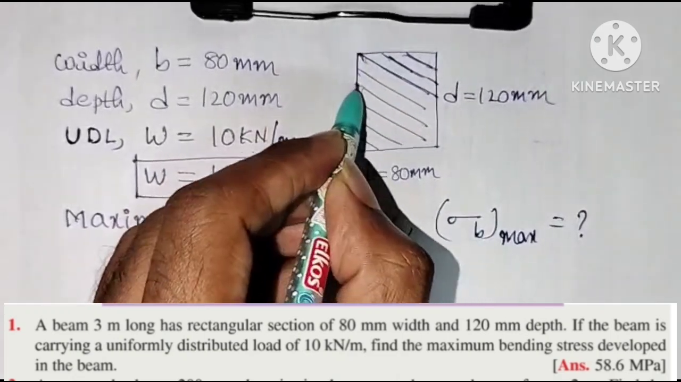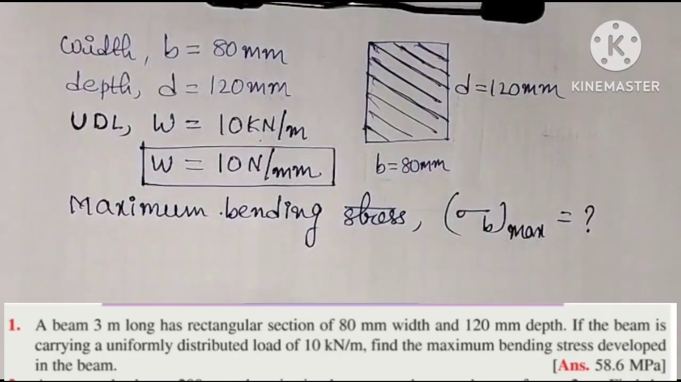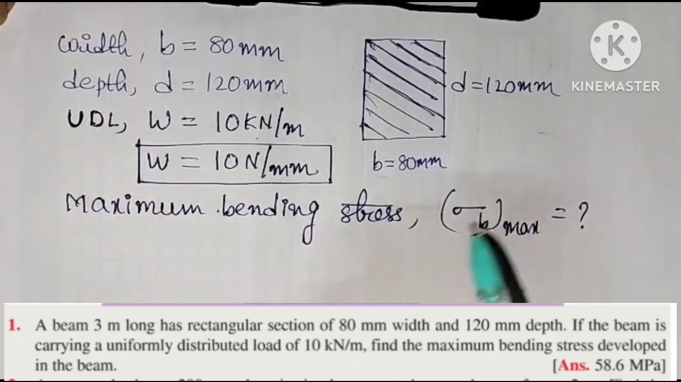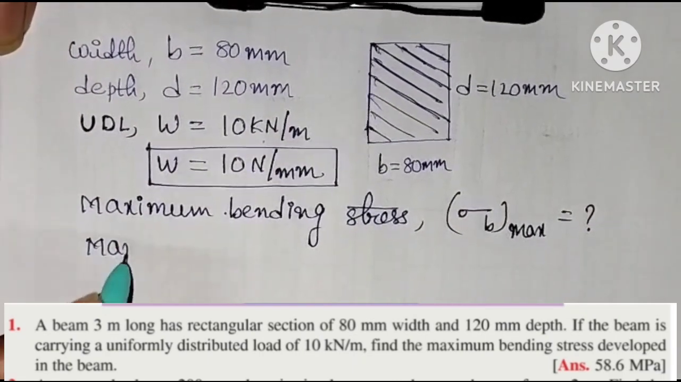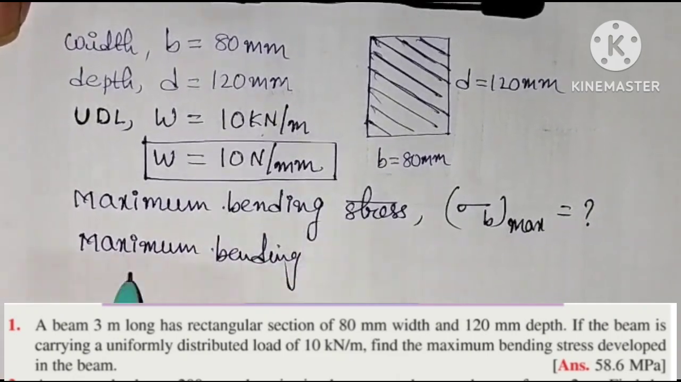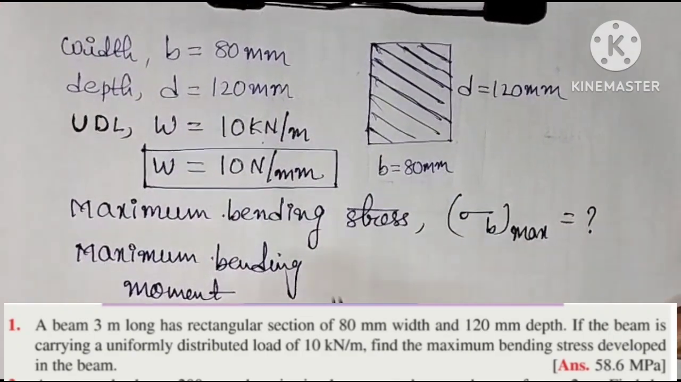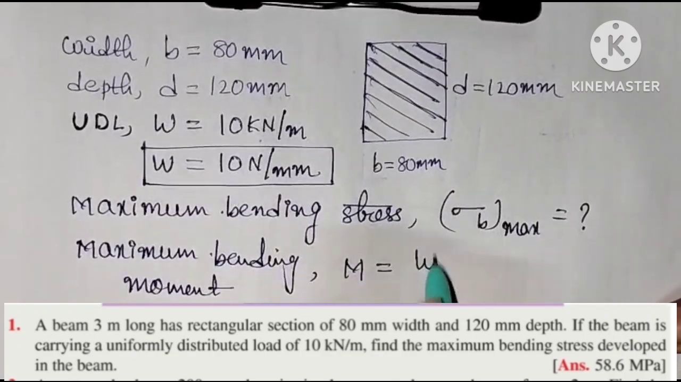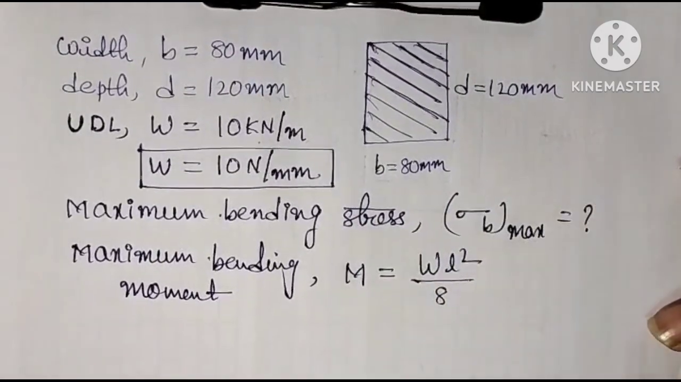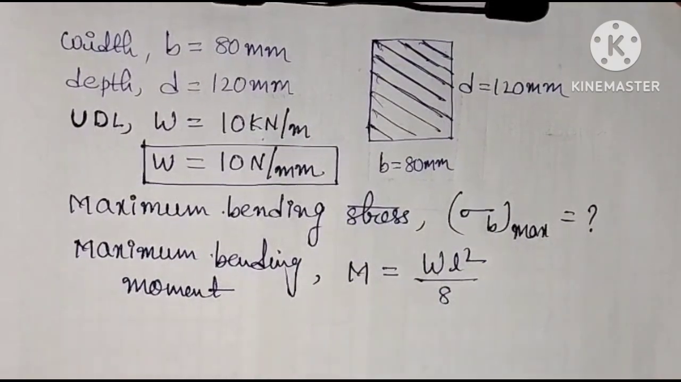So this beam is having rectangular cross section, and width and depth are given, and this beam is subjected to uniformly distributed load. Since the beam is subjected to uniformly distributed load, maximum bending moment in case of a beam subjected to UDL load is M equal to W L square by 8. Here W means UDL load and L means length of the beam.